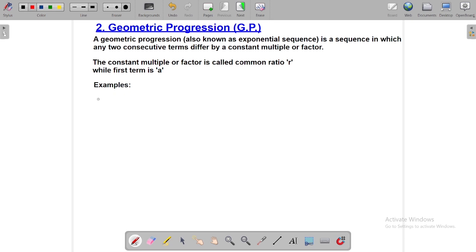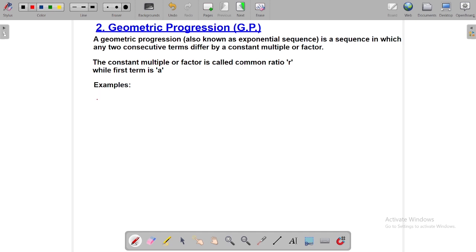Let's look into an example to help us understand what GP is. Sometimes it's difficult to identify the one that is GP and the one that is AP. But remember, in the previous class I made us understand that arithmetic progression increases either with addition or subtraction. But geometric progression increases either by multiplication or division. Now let's see an example so that we will understand better what I mean.